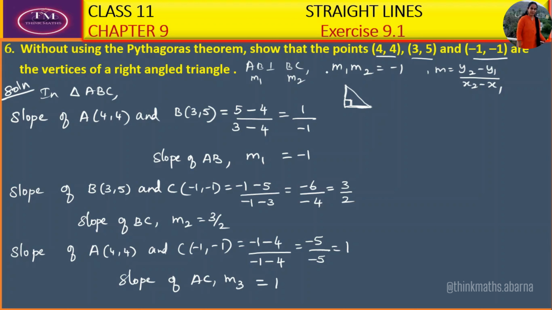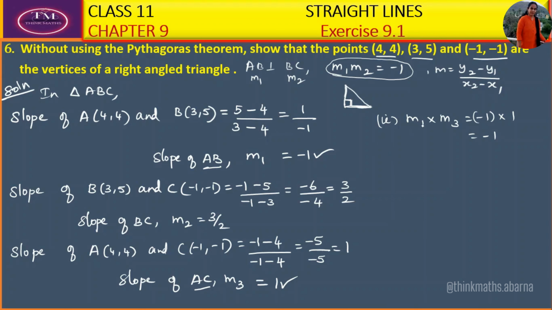What we should get: if two lines are perpendicular, the product of the slopes should be minus 1. So if you check the slopes, one is minus 1, one is 3 by 2 and one is 1. If you multiply these two values, then we will get minus 1. That is m1 into m3, which is minus 1 into 1, is minus 1. Who is this m1? It is the slope of AB. M3 is the slope of AC. So therefore, AB and AC are perpendicular.